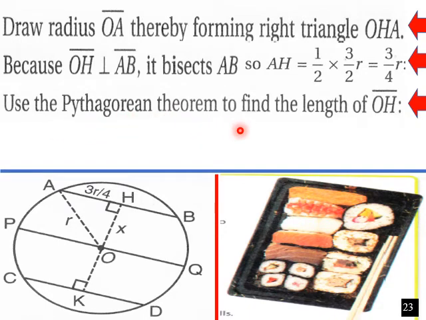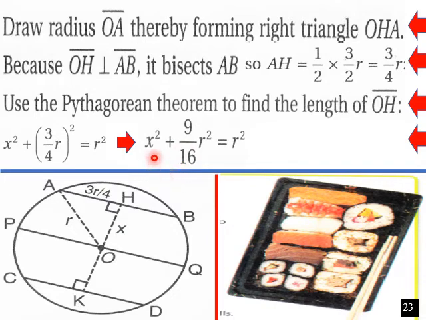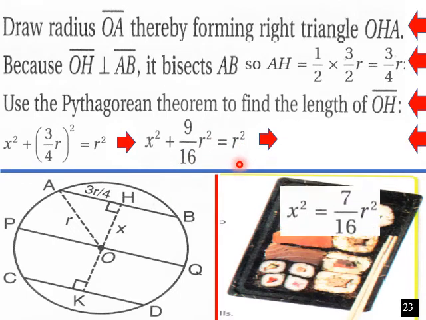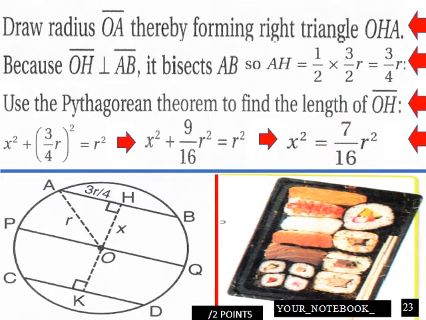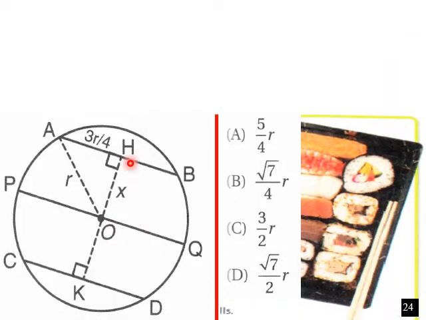Use the Pythagorean theorem to find the length of OH. So we're going to find the length here of OH. Since we know R, we know this, we need to find the length here. So x squared plus 3/4 R squared equals R squared. And this becomes x squared plus 9/16 R squared equals R squared. So solving, x squared equals 7/16 R squared. Okay, so we have our circle here, and we have a radius here, we have our different lengths here.